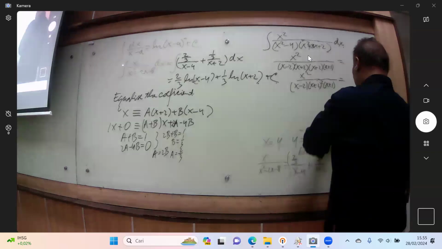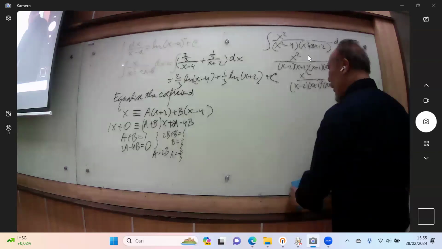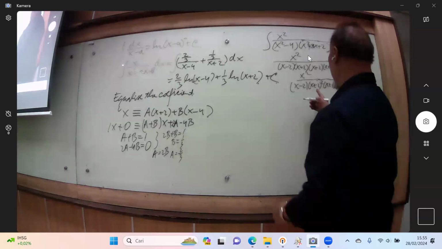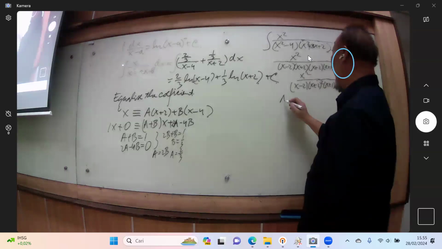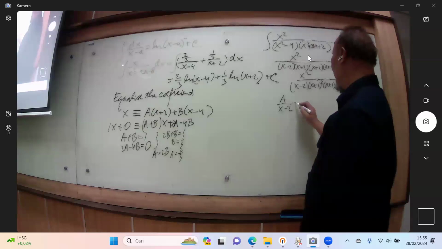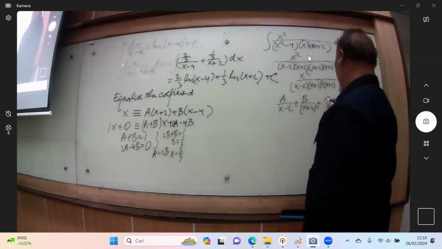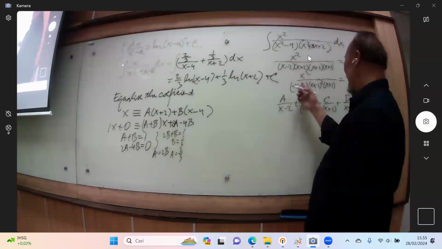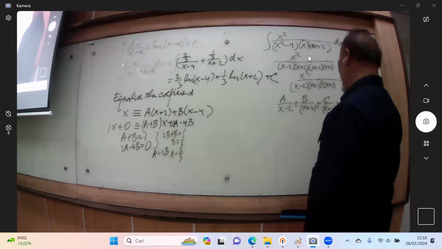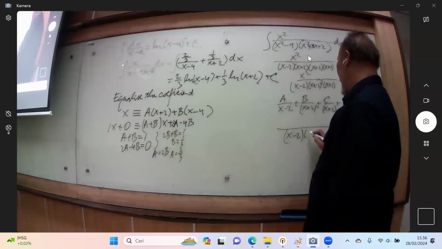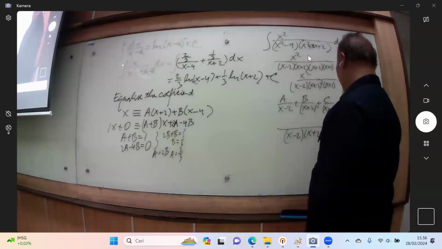Actually, it's faster if we put the value instead of equalize the coefficient. So this one becomes A divided by x minus 2, plus B divided by x plus 2 square, plus C divided by x plus 2, because we have power of 2, plus D divided by x plus 1. Now we equalize with the original, so it becomes x minus 2, x plus 2 square, x plus 1.